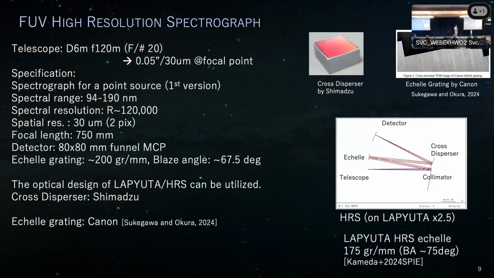And for the high resolution spectrograph, we need a cross disperser and an echelle grating. We can utilize the technology from Shimadzu, and the echelle grating can have the same technology. We can use the same technology for the image slicer and also the echelle grating. So we think in that point this is feasible in the project.